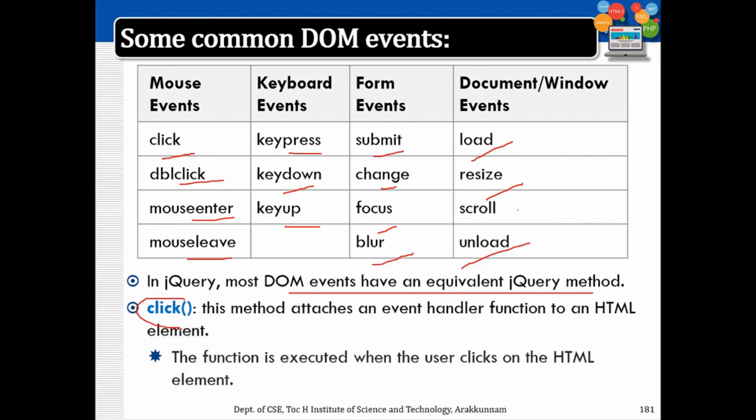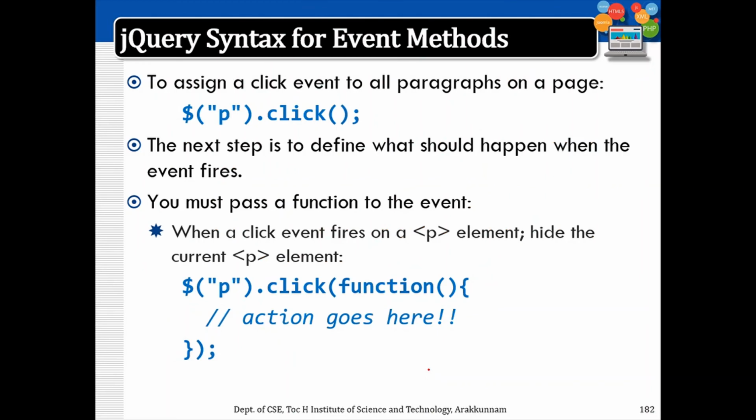And the click method attaches an event handler function to an HTML element. Here we have a click function. This attaches the event handler to an HTML element. The function is executed when the user clicks on the HTML element. So this is the jQuery syntax for event methods.